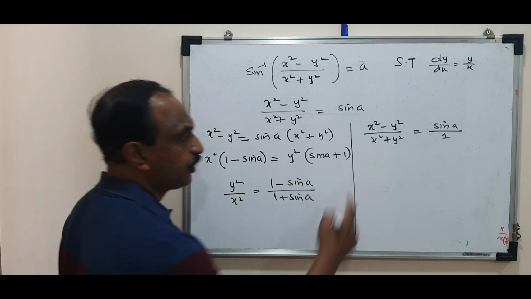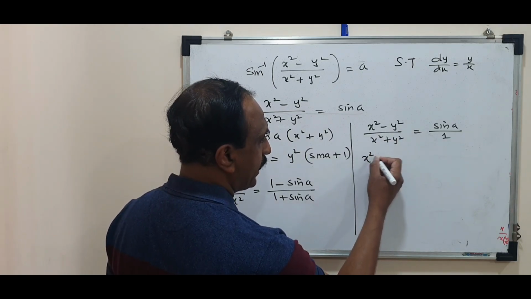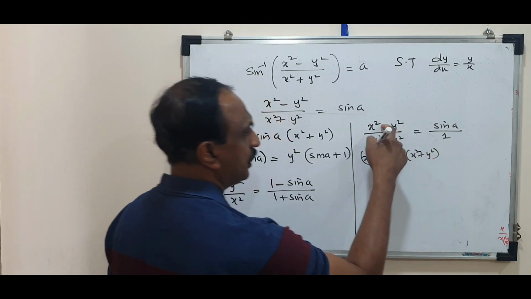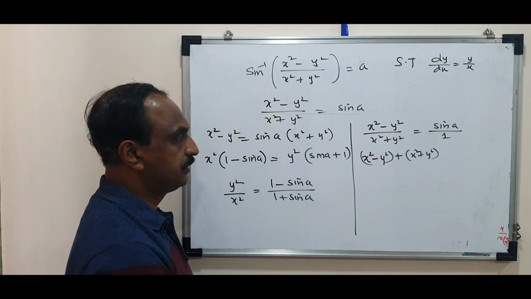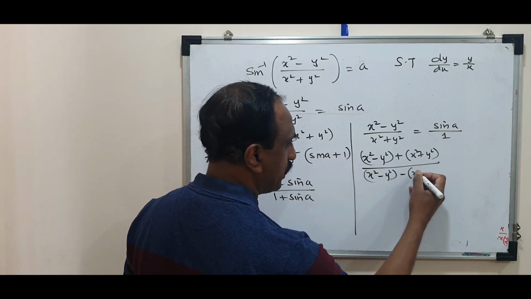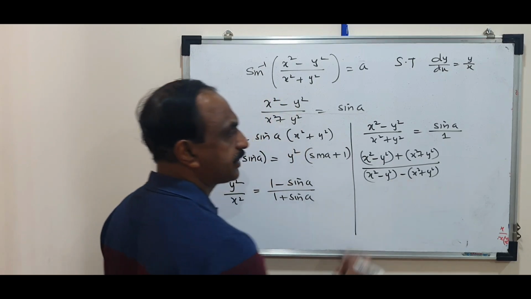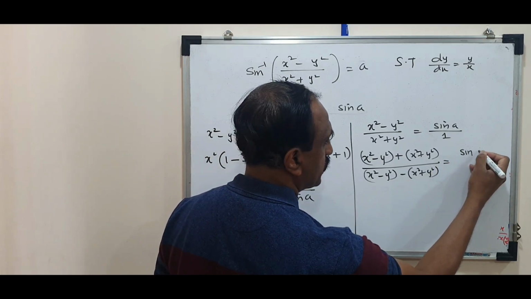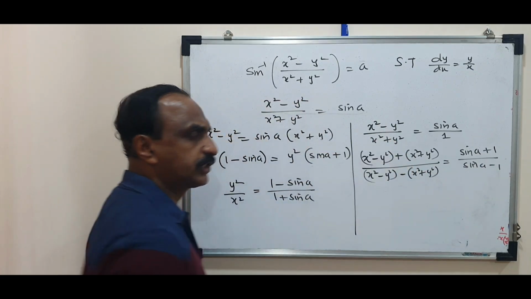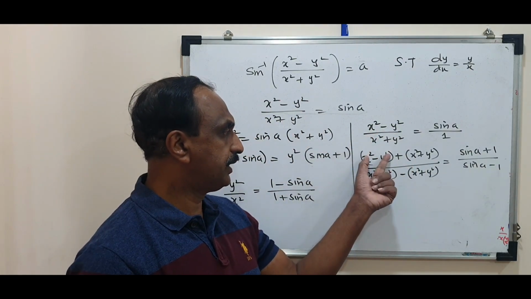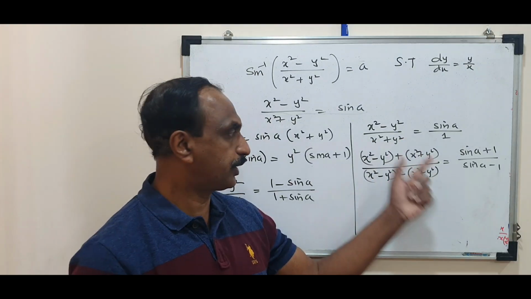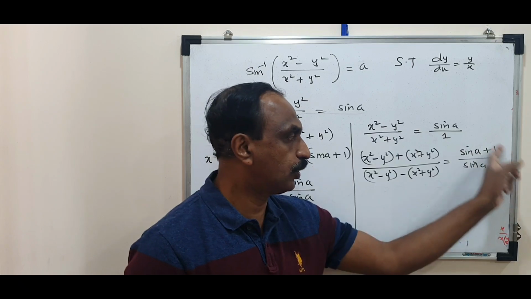If you apply componendo dividendo method, I can write x square minus y square plus x square plus y square, numerator plus denominator, upon x square minus y square minus x square plus y square, numerator minus denominator. Apply the same here, sine a plus 1 upon sine a minus 1. So what is this componendo dividendo method? Numerator and denominator is added in the numerator, and numerator and denominator is subtracted in the denominator. Whatever you do in the left, same thing is done on the right.